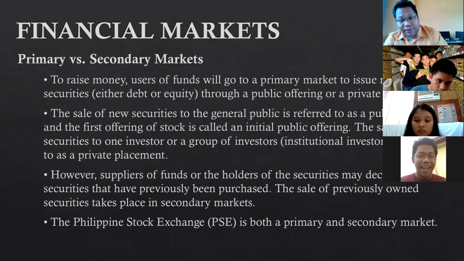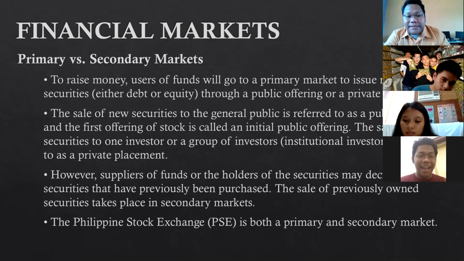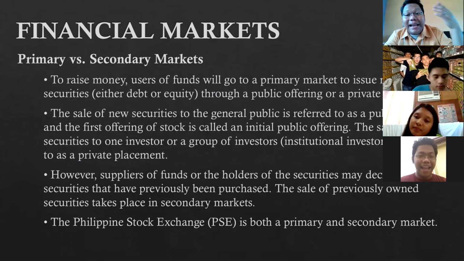Nathan earned from Nicole, and Nicole now has earned from her selling of the stocks through the PSE. And at that point, Nicole made use of the PSE as a secondary market, because the initial market was still Nathan.